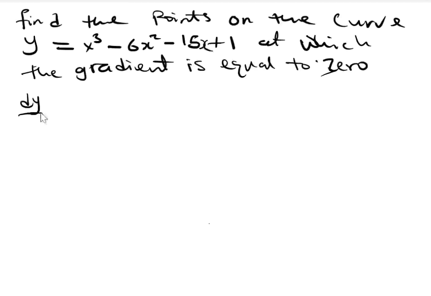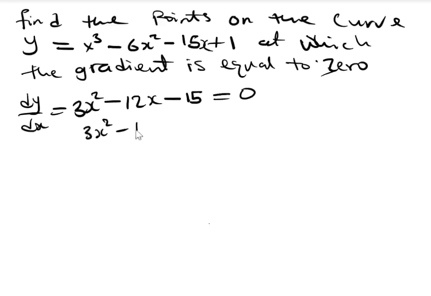dy/dx, which is the gradient, is equal to the differentiation of x cubed, which is 3x squared, minus the differentiation of 6x squared, which is 12x, minus differentiation of 15x, which is 15. Differentiation of a constant is 0, and this is equal to 0. So 3x squared minus 12x minus 15 is equal to 0.